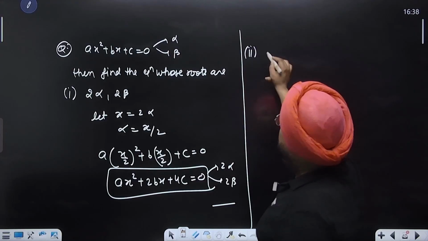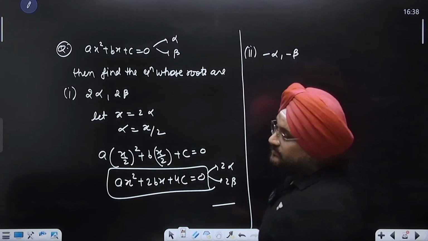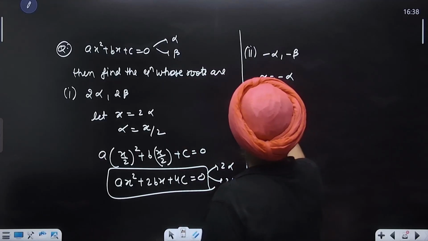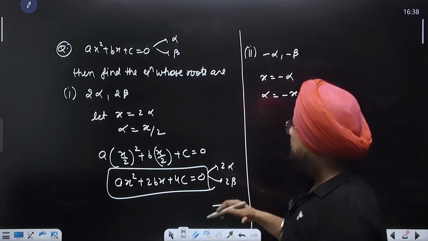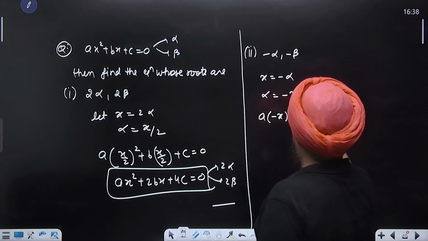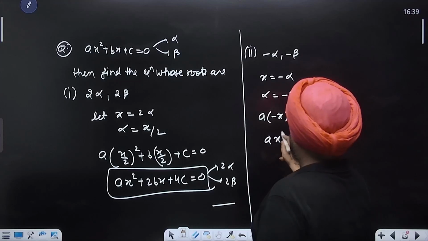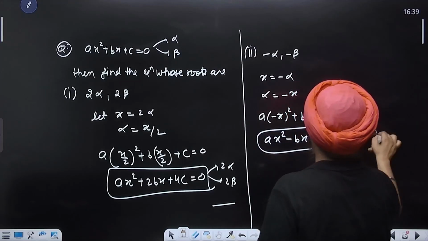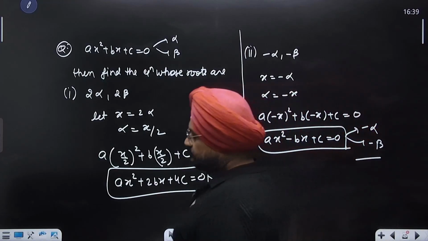Second part, find the equation whose roots are minus alpha, minus beta. So for minus alpha and minus beta, I will substitute alpha as minus x. So ax square minus bx plus c. This equation has roots minus alpha and minus beta.